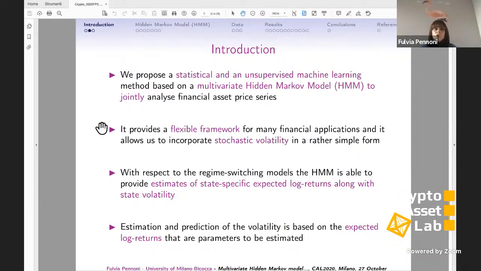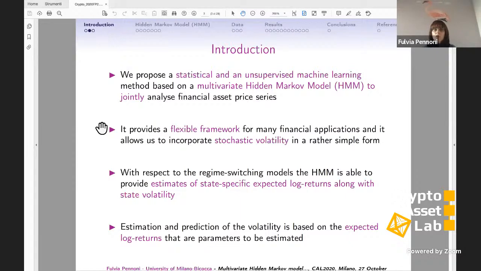So first of all, I should say that this class of models is called multivariate hidden Markov models, and it is a statistical as well as an unsupervised machine learning method, and it is widely used to analyze financial asset price series. The reason is mainly that it is a flexible framework in this field, and it also allows us to incorporate stochastic volatility in a rather simple form.